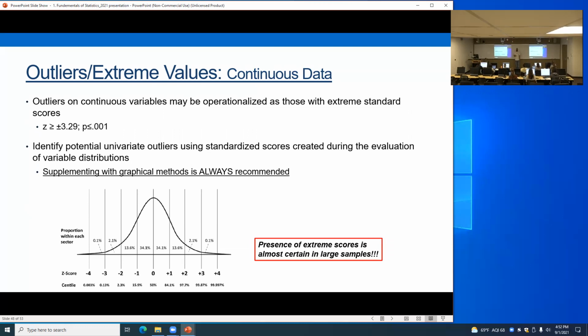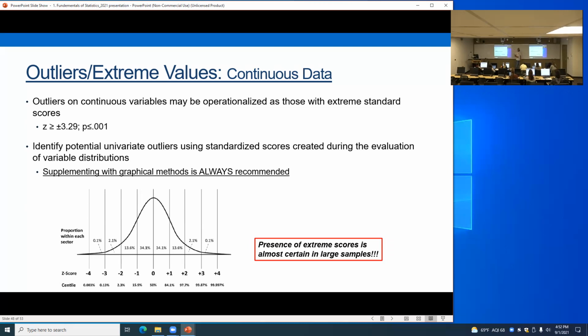Oftentimes with continuous variables, we'll go ahead and calculate z-scores. Z-scores are equal to standard deviations from the mean, right? And so what we will do is start saying, if I've got a reasonably large sample, anything more than 3.5 or 3.3 standard deviations above or below the mean starts to become a pretty extreme value. But again, if we've got lots of people in the sample, that starts to become less problematic. If I've got 20 people in my sample and I get a z-score of 4 for somebody, then maybe I'm worried about that.